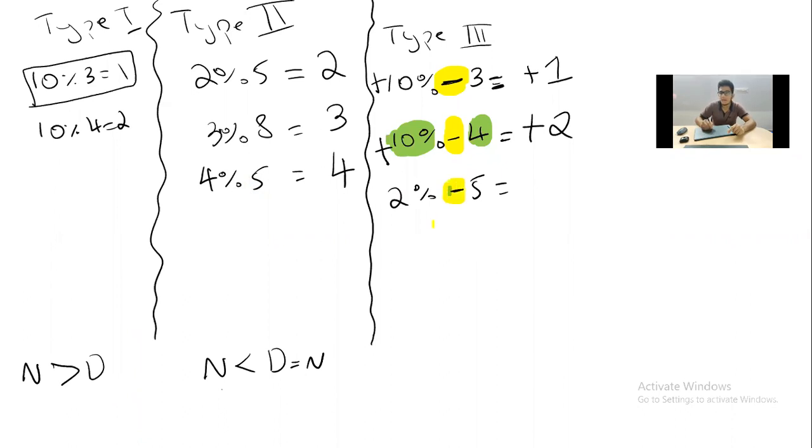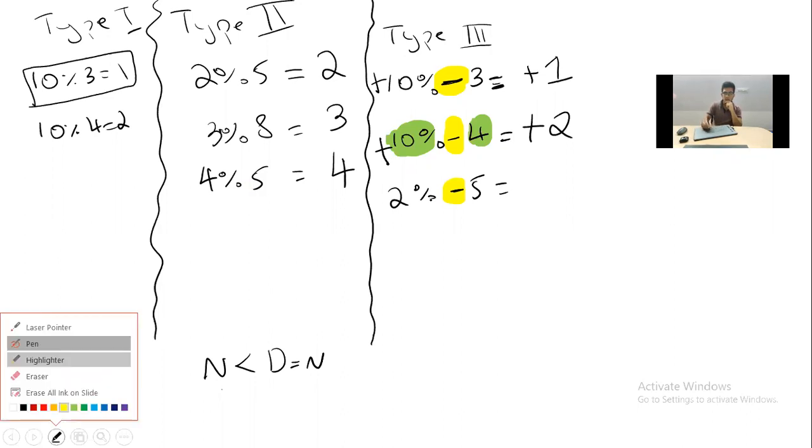Okay, now after ignoring all the negative sign, we have to calculate normally. What is 2 mod 5? If the numerator is smaller than the denominator, the answer is the numerator. So 2 mod 5 gives me 2. So I'll be writing here, the answer is 2.